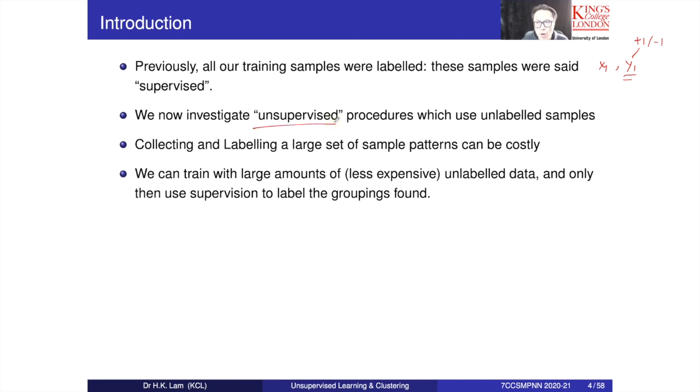Why do we have to do unsupervised learning? Because in some cases, collecting and labeling these samples is time consuming. Just think about 10,000, 10 million, 10 billion samples. If we use humans to label them one by one, it is very costly. So that's why we can use unsupervised learning. We do not rely on the labels, but we can still do classification.